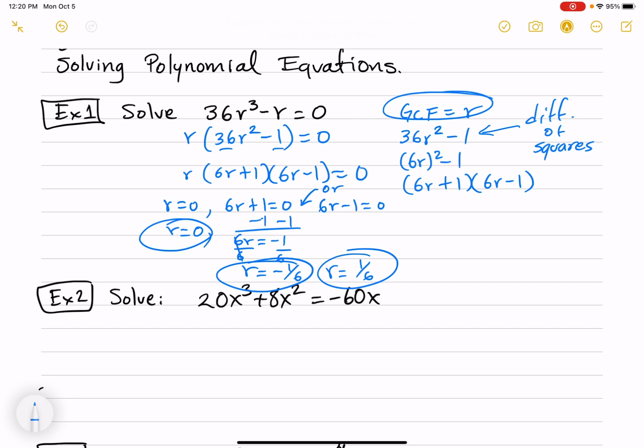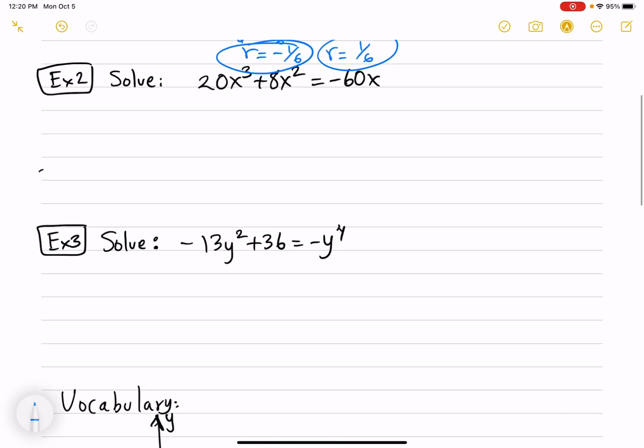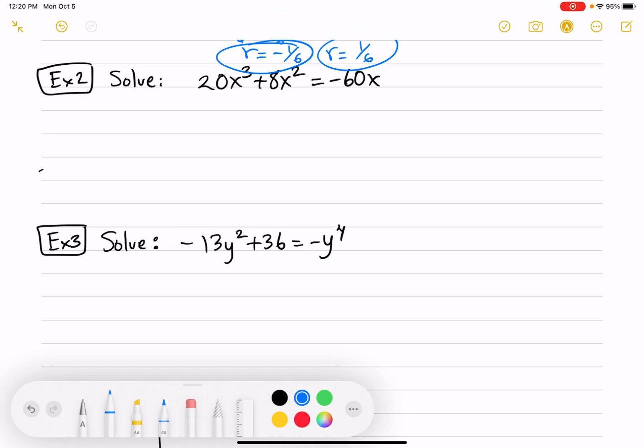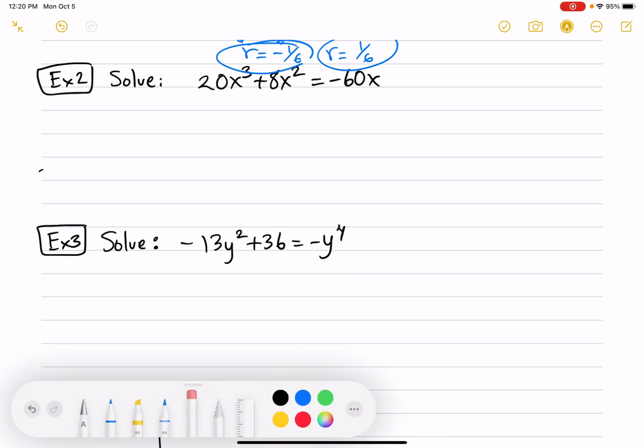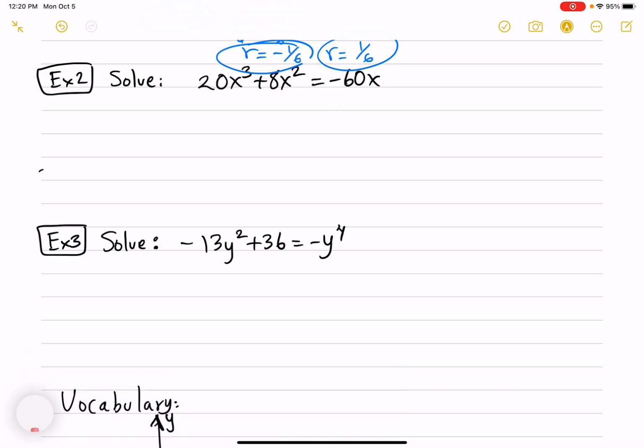Okay, on the next example, please feel free to pause the video and take notes or think about what I'm doing here. On the next example, we're going to first start by moving that 60x to one side as a positive 60x, because the way we solve polynomial equations is we make one side equal to 0. So 0 on the right side, and then we have 20x cubed plus 8x squared plus 60x.